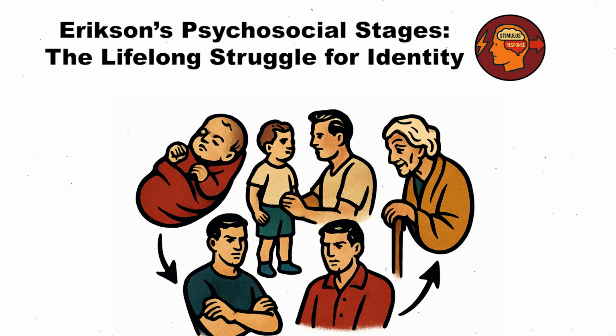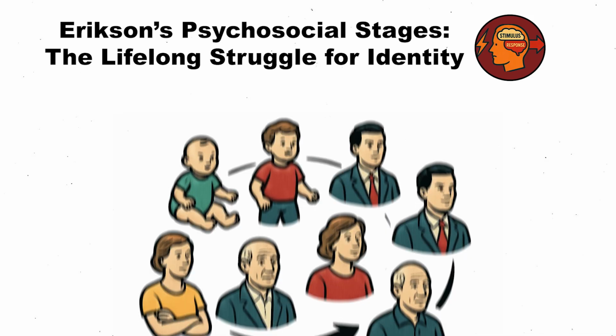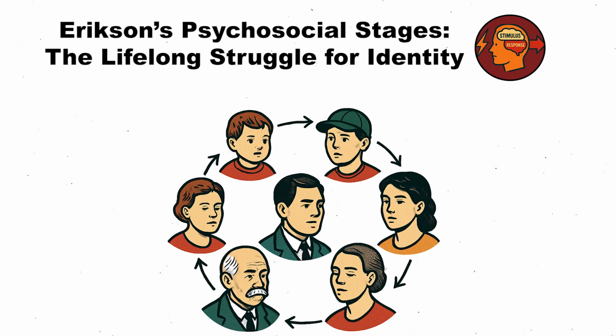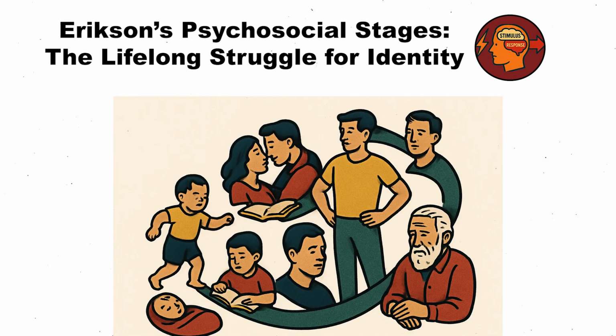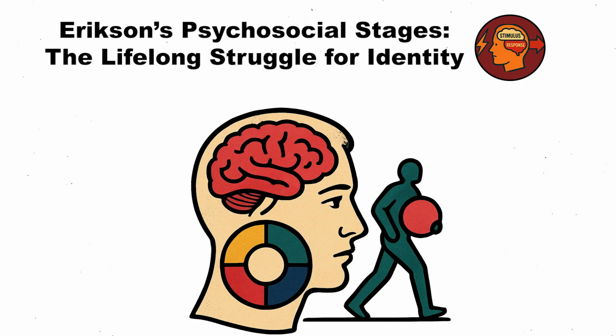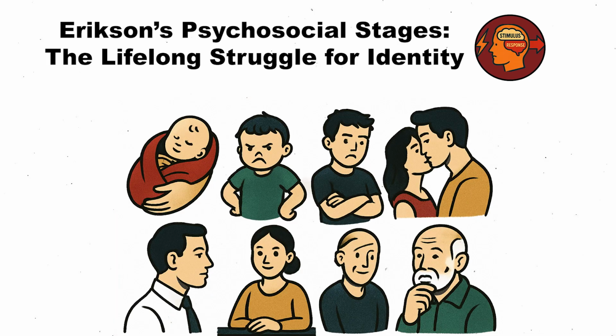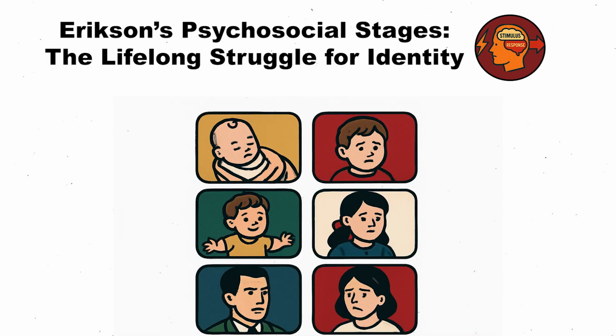Erik Erikson believed human development doesn't stop at childhood, it continues through life. Expanding on Freud's foundation, he proposed 8 psychosocial stages, each defined by a core conflict: trust versus mistrust in infancy, autonomy versus shame in early years, identity versus role confusion in adolescence, and so on. Each stage builds emotional resilience, or leaves unresolved tension that shapes future choices.